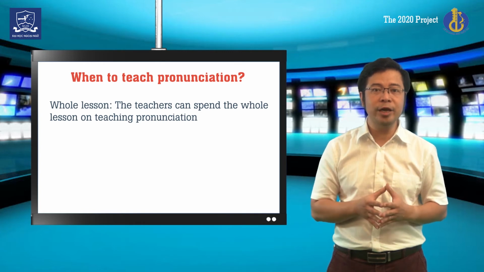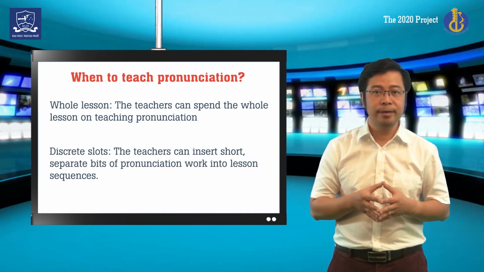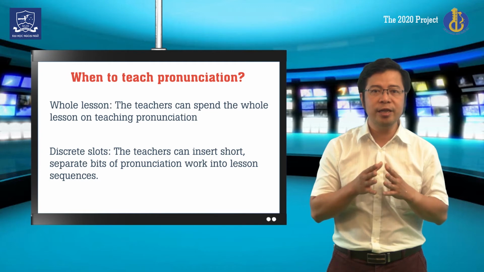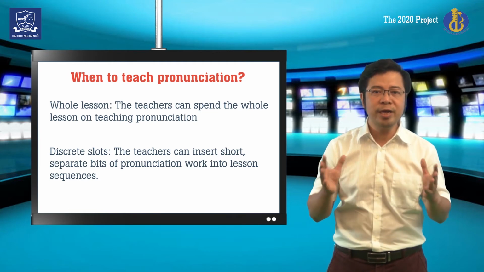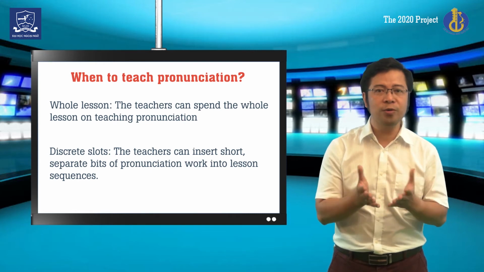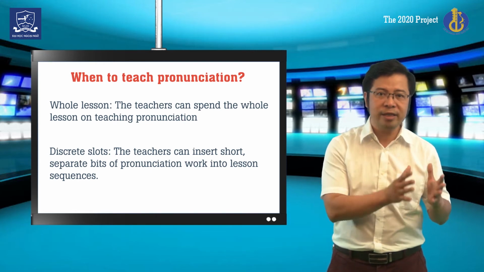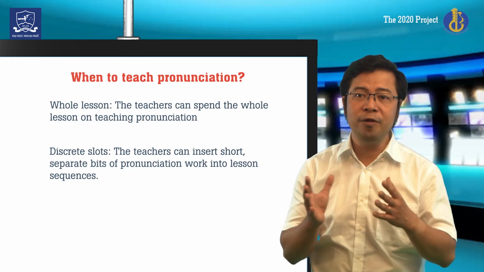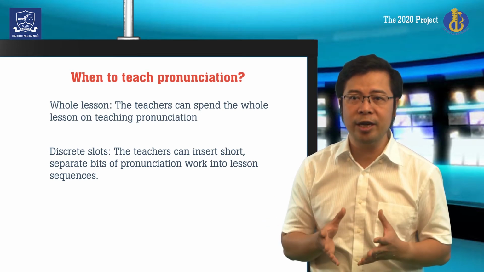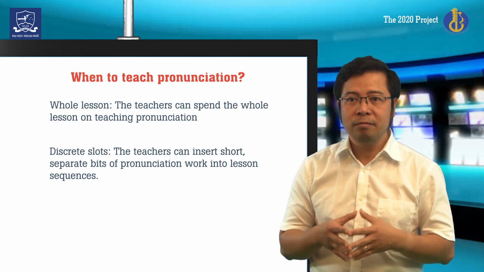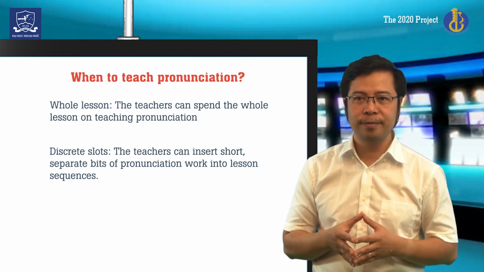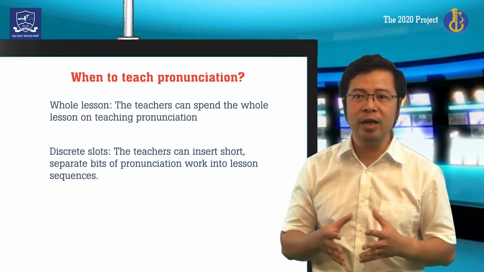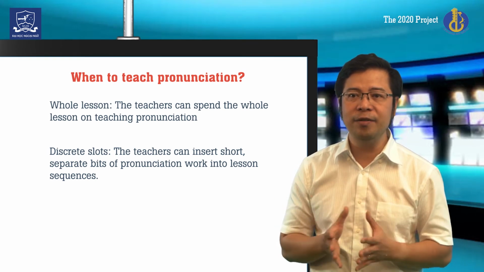Also, we can treat pronunciation as discrete slots. The teachers can insert short, separate bits of pronunciation work into lesson sequences. Over a period of weeks, they work on all the individual phonemes, either separately or in contrasting pairs. At other times, they spend a few minutes on a particular aspect of pronunciation, or on the contrast between two or more sounds. Such separate pronunciation slots can be extremely useful and provide a welcome change of pace and activity during the lesson.